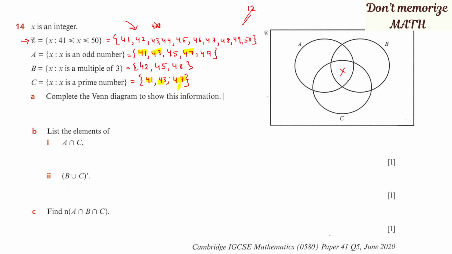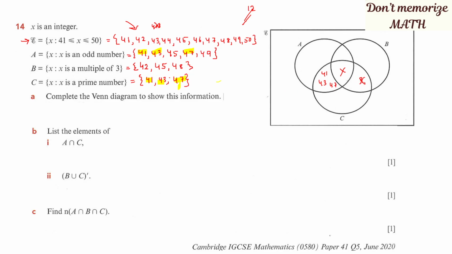The common are, I will change the color of my pen to red. Okay. So the common for A and C are 41, 43 and 47. Okay, now we are going to fill this. B and C. Is there anything common for B and C? Nothing common, right? No, nothing common. So just close it.